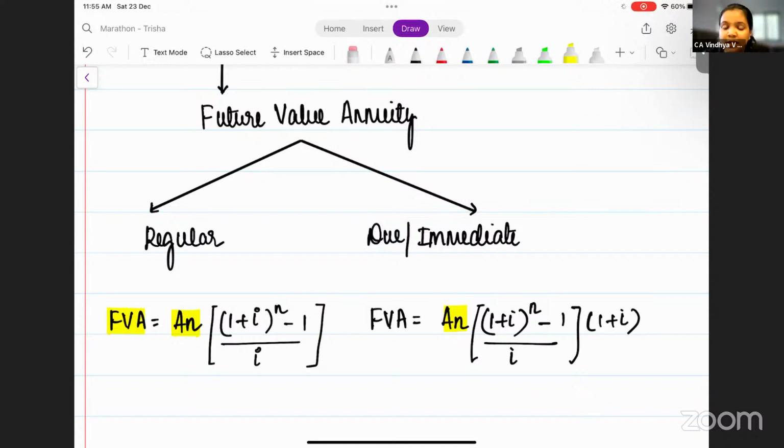Okay. And here, future value annuity due or immediate is given as annuity into (1 plus I to the power n minus 1) divided by I into 1 plus I. This into 1 plus I is nothing but the addition of interest.